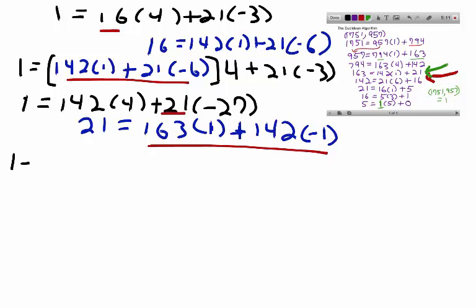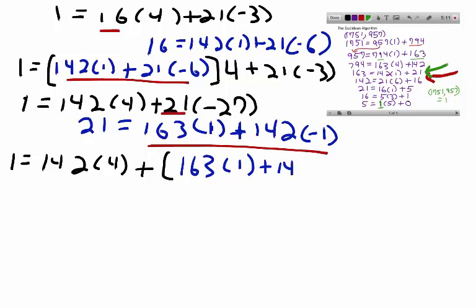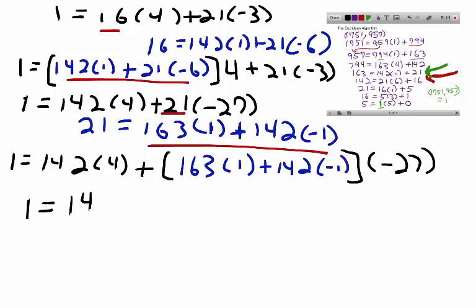This gives us 1 equals 142 times 4 plus 163 times 1 plus 142 times negative 1, times negative 27. Simplifying this expression gives us 1 equals 142 times 31 plus 163 times negative 27.